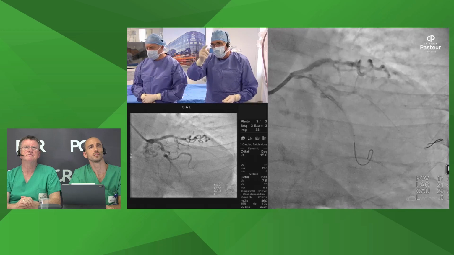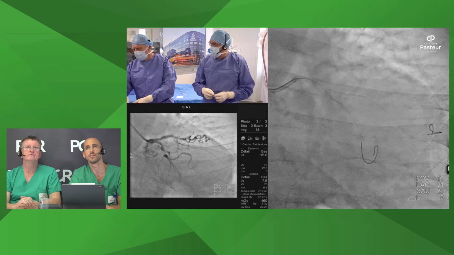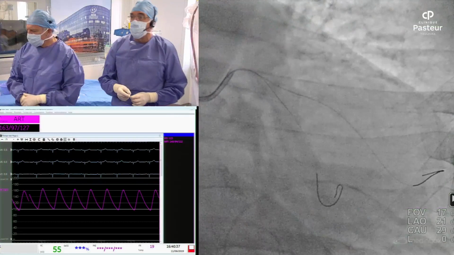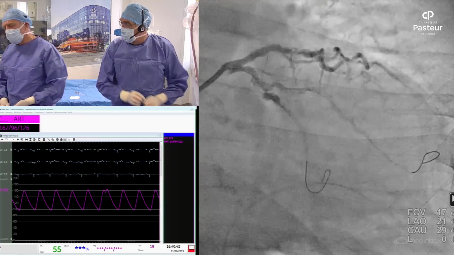Okay. You don't have any ischemia on the ECG? No. On peut montrer l'électro. Okay, you see that pressure is good, no particular problem. Qu'est-ce qu'on a comme stent, hein?